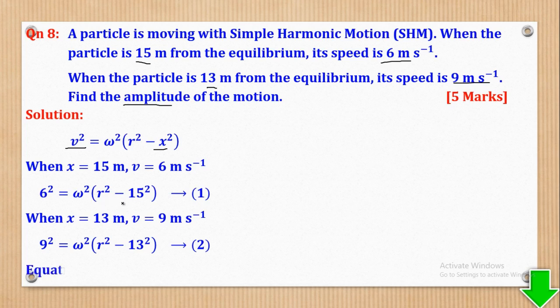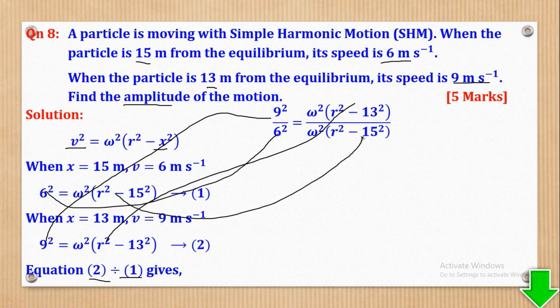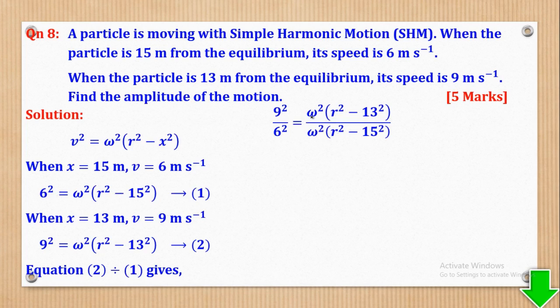So what I'm going to do is say equation 2 divided by equation 1. So equation 2, this is 9 here, and this side, then divide by equation 1, so this 6 is divided by that, and this is divided by that. With that you realize that this cancels and you remain with that. So 13 squared is 169 and 15 squared is 225, and this over this gives you 2.25.